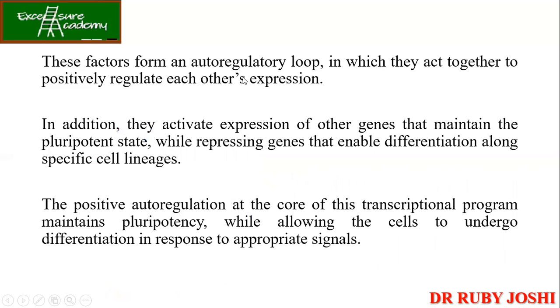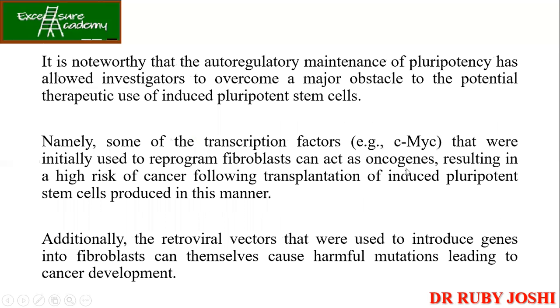Okay. Now, these factors form an autoregulatory loop in which they are going to act together. That is, एक दूसरे को वो positively regulate करेंगे. Okay. Now, this positive autoregulation at the core of this transcription program maintains the pluripotency of the cell while allowing the cells to undergo differentiation in response to appropriate signals. Now, apart from these 3 factors, if you get another transcription factor, okay, let's say c-MYC, then this will result in the differentiation.